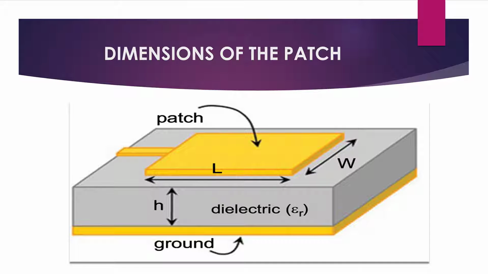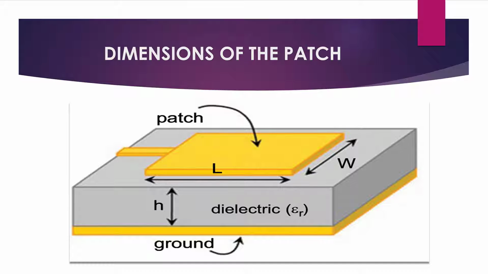Right, so when you take a look at the dimensions, here you will see that we have a ground, we have the substrate height, that is h, and we have a dielectric constant or the relative permittivity of the substrate. And on top of the substrate is where we have the patch and we have the feed line.